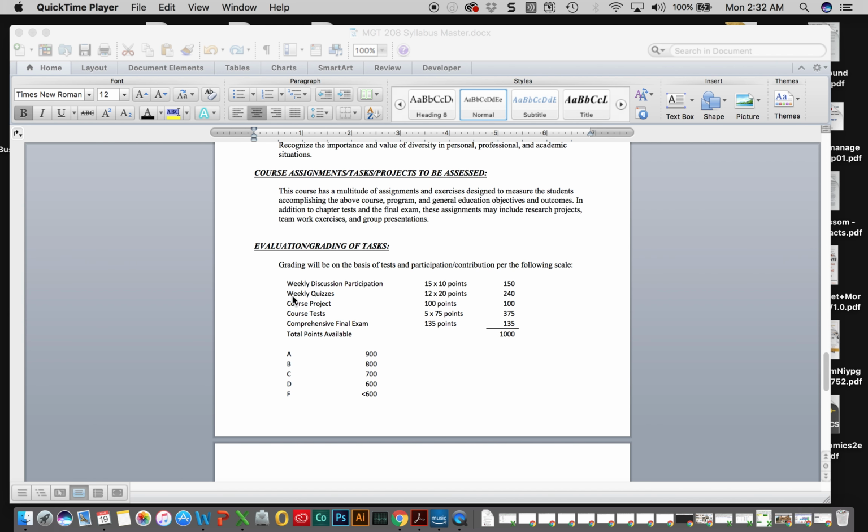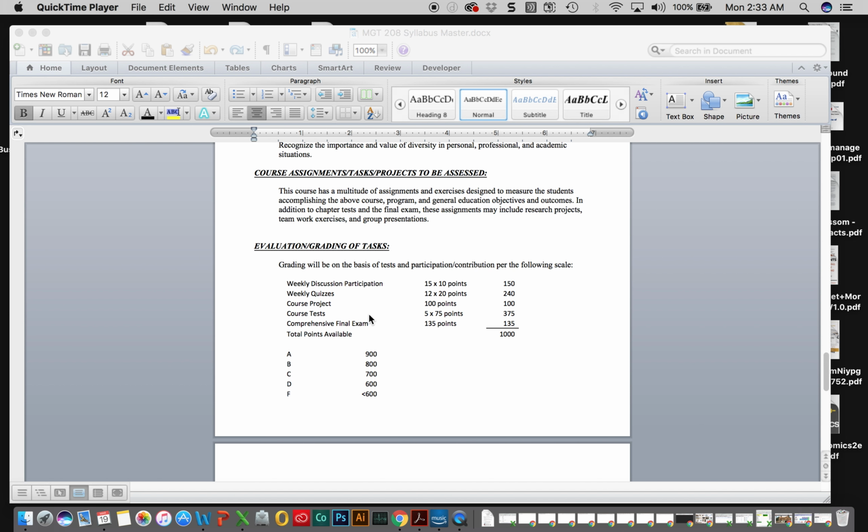Weekly quizzes. Now granted, since this is an 8-week course, this was originally designed for 15 weeks, so you'll more than likely have more than one quiz per week. But there are 12 of them total, and they are worth 20 points each. So there are 240 of your total points. So do not skip quizzes. Course project, we'll talk about at a later point. It is 100 points total.